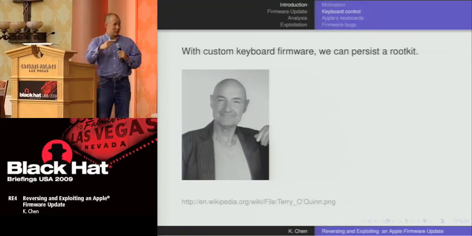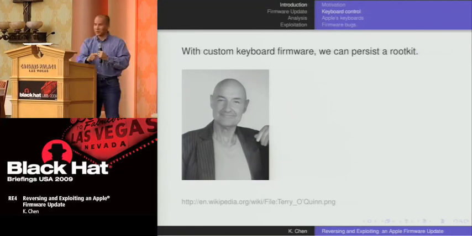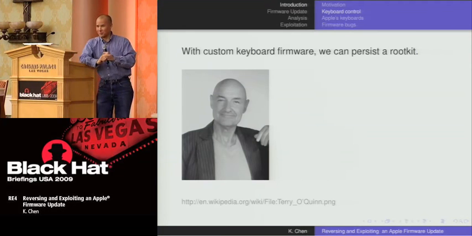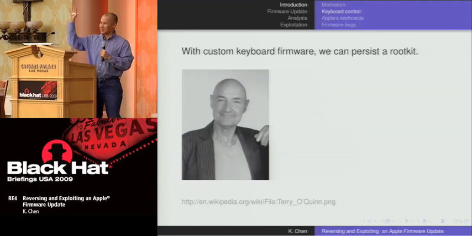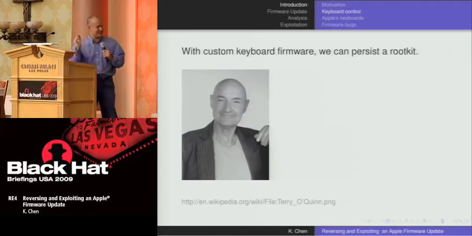This picture is of this guy. His name in real life is Terry O'Quinn. If you've seen the TV show Lost, you know that this is some guy who just keeps coming back from the dead. Anybody see that TV show? It's a really crazy TV show. Okay, so if we have control of the keyboard firmware, we can do rootkit persistence.